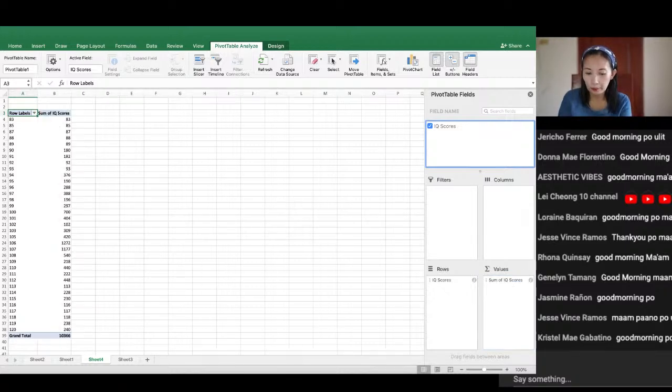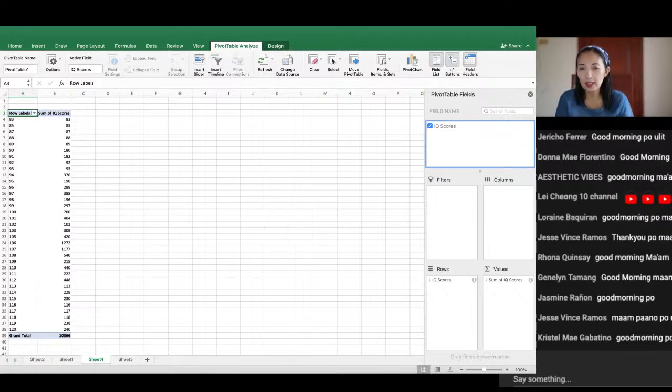And what does it do? Take note that it will display the sum. Look at this column, sum of IQ scores. What do we mean by this? 83 means there is only one who got 83. There is only one who got 85. There is only one who got 87. What about 180? There are 2 students who got 90. 182 means there are 2 students who got 91.